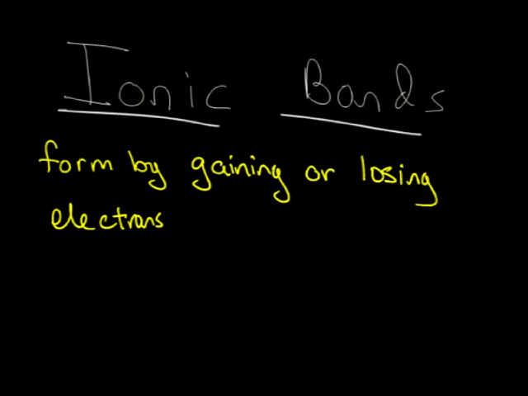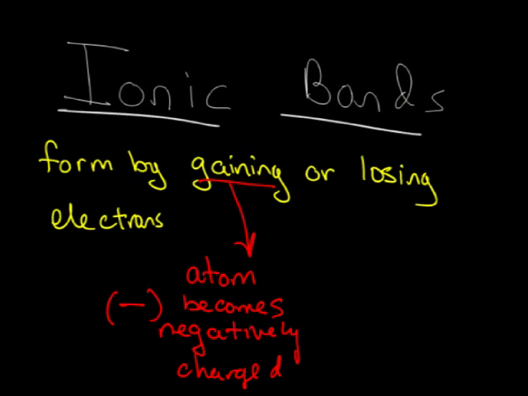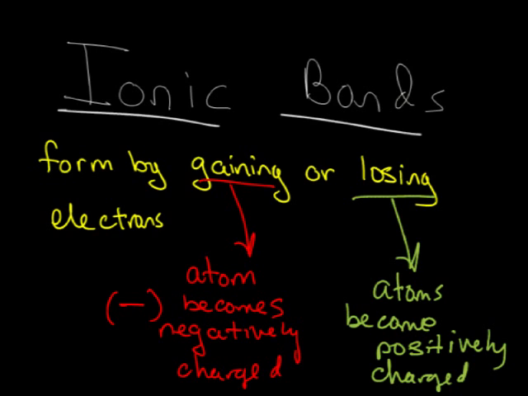One of the two types of bonds that we've been looking at in class include ionic bonds. These types of bonds form by gaining or losing electrons. If you gain electrons, that particular atom becomes negative. By losing electrons, atoms become positive. These also help to form what we call ions.